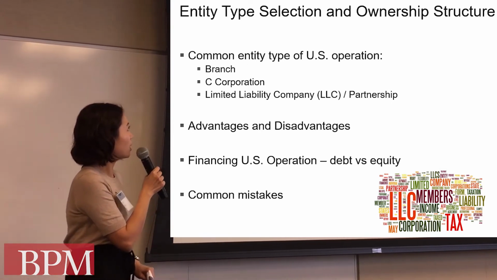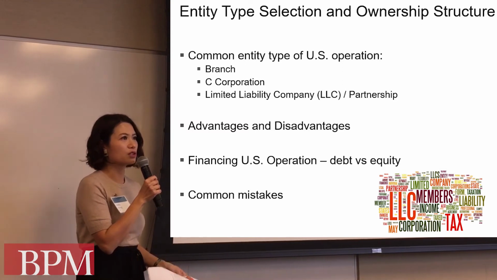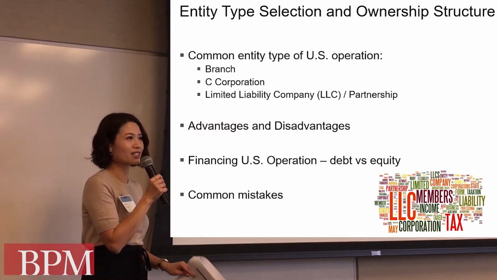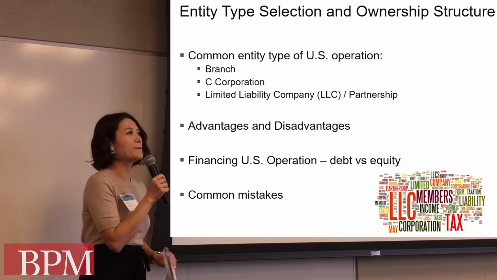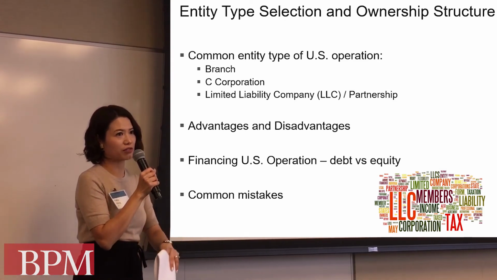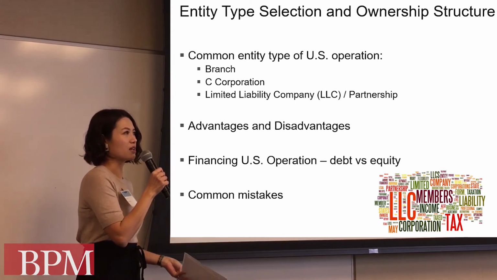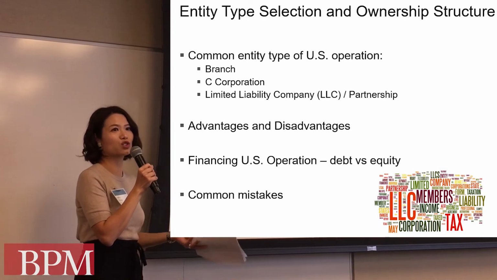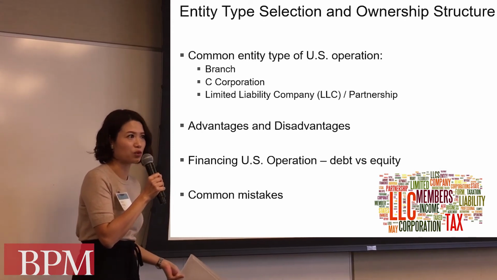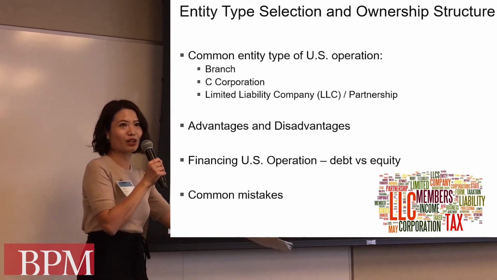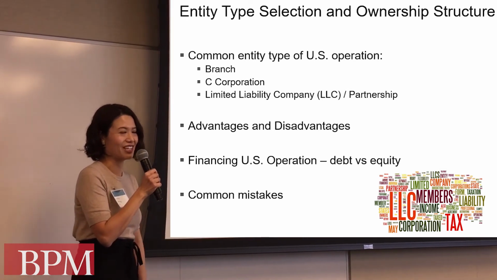For a branch, it is the most simple way of setting up in the US. It's not a separate entity, but there are a lot of liability issues for the foreign parent company, and the foreign parent company will also need to file a US income tax return, which is not always desirable for companies outside of the US trying to operate here.